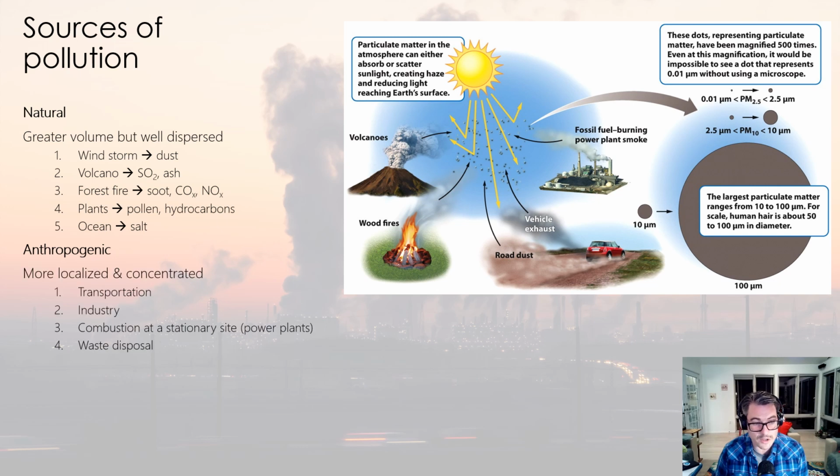Anthropogenic sources include things like transportation, industries, combustions at stationary sites like the combustion of fossil fuels, and waste disposal, things like incineration. The key distinction between natural and anthropogenic isn't so much just that the source is different, but that natural sources tend to be much more dispersed even though they can be in higher volumes, and they also tend to vary or be sporadic by season, where anthropogenic sources are localized and concentrated and emitted at high rates throughout the year.